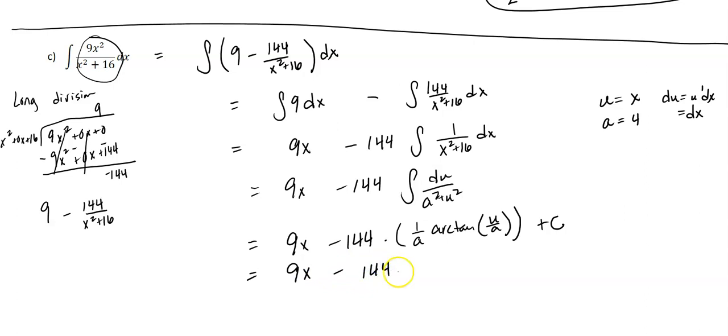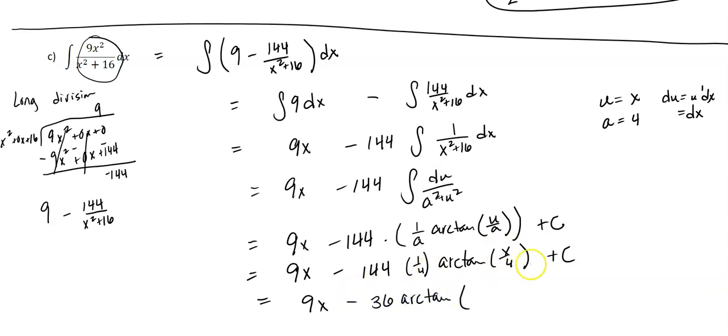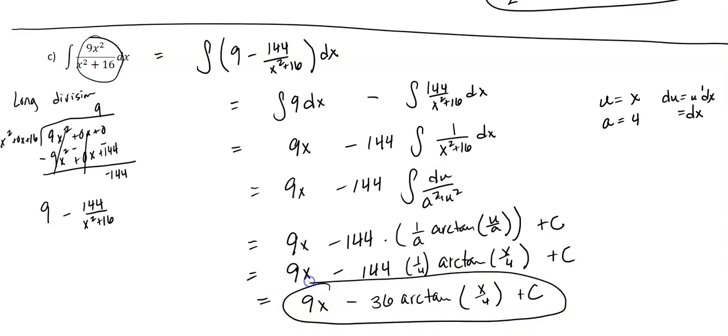And a is 4, so we'll have 1 over 4. We'll have the arctangent of x over 4. And canceling what cancels, 144 and 4 simplify to be 36. Of course, you can't touch this x over 4. It just has to stay like it is. So my answer for this one is 9x minus 36 times the arctangent of x over 4, all plus c.